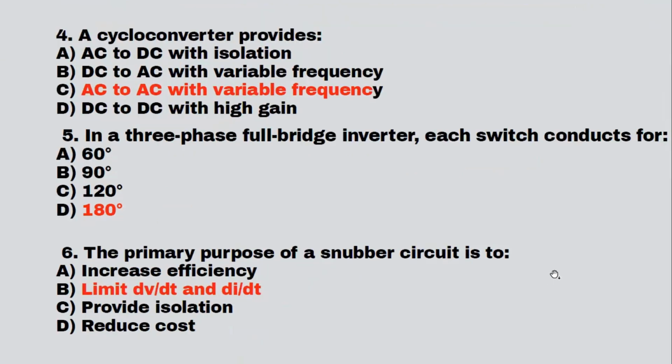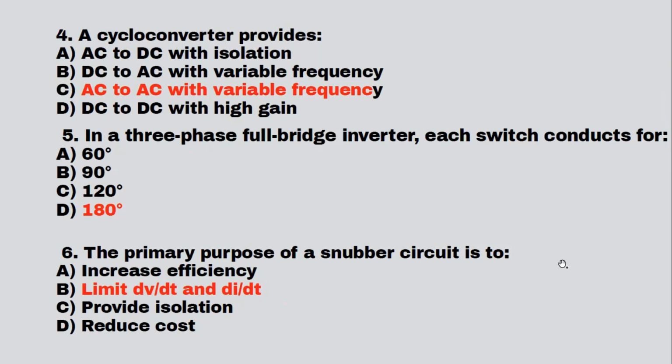Next question, the fourth question: a cycloconverter provides what? Probably we have already taken this up in the last video also. A cycloconverter provides AC to AC with variable frequency. Next question, number 5: in a 3-phase full bridge inverter, each switch conducts for 180 degrees. It's a full bridge, so compulsorily it has to be 180 degrees.